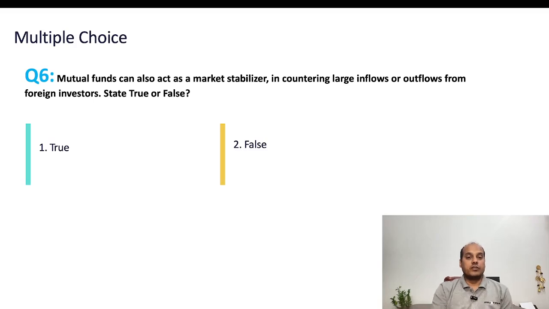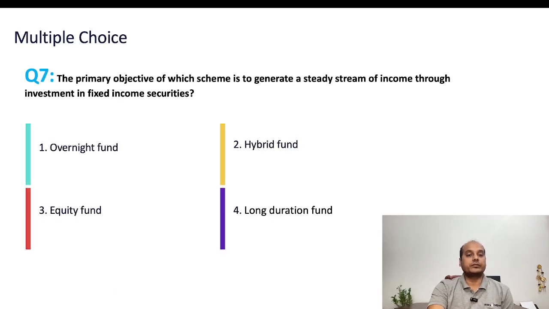Question number 6. Mutual funds can also act as a market stabilizer in countering large inflows or outflows from the foreign investor. Is it true or false? It is absolutely true. Option 1 is correct. Because many times FIIs, the foreign institutional investors, sell off due to some reason. In that case, someone needs to be a buyer of those securities. So mutual funds, because they have a lot of money pooled by investors, can act as market stabilizers. So option 1 is correct here.